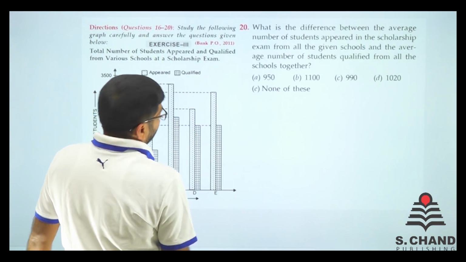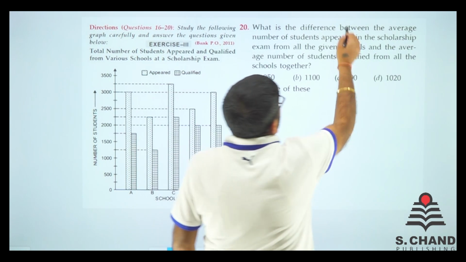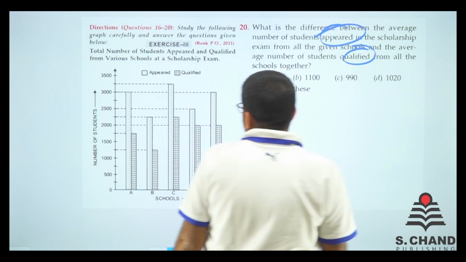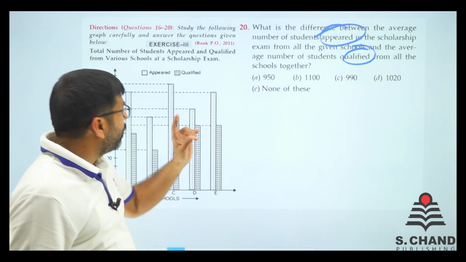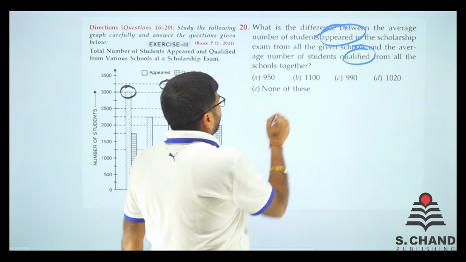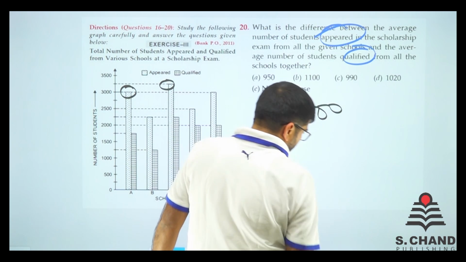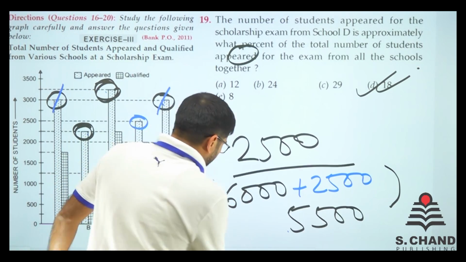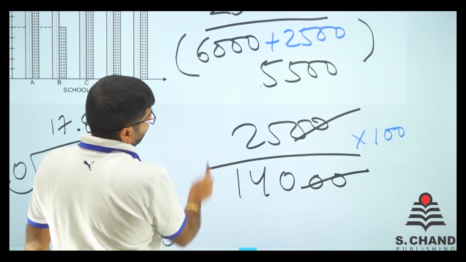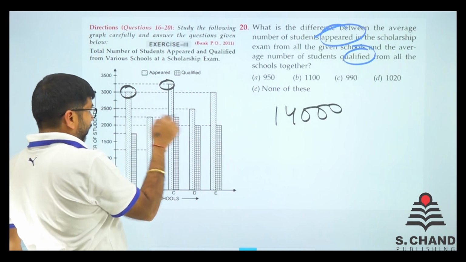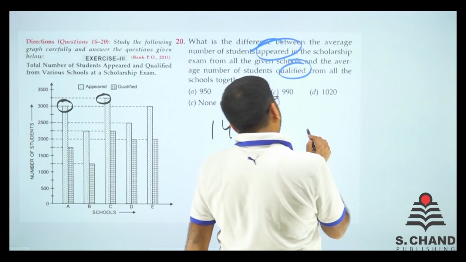What is the difference between the average number of appeared students and average number of qualified students? So you need to do all again. But I remember I had calculated the appeared students. So appeared student was 14,000. Just in the previous question, we found that it was 14,000. Just check it again. It was 14,000. So we have total number of appeared students as 14,000 as we have calculated them all.